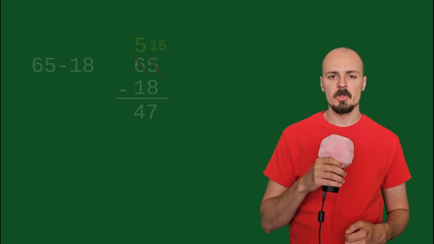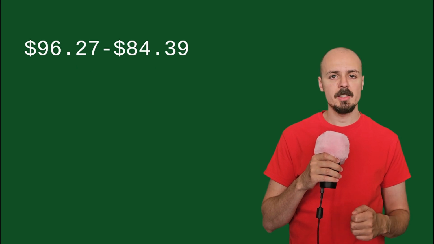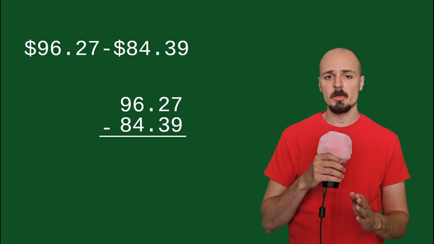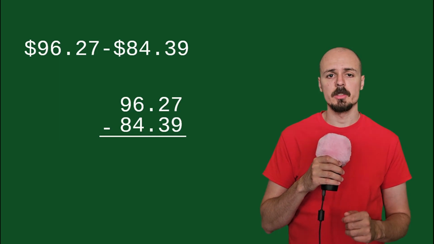Let's try another example. Say we have $96.27 minus $84.39. So we stack these numbers up, and notice how our decimals are aligned. This ensures that all the other digits are aligned correctly. Now we can try to do our subtraction.